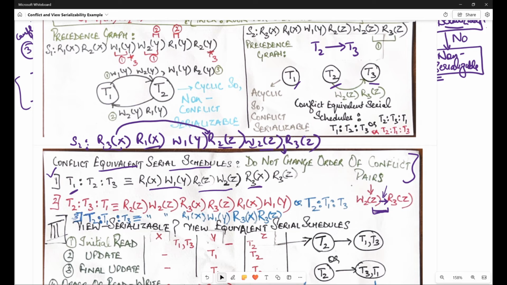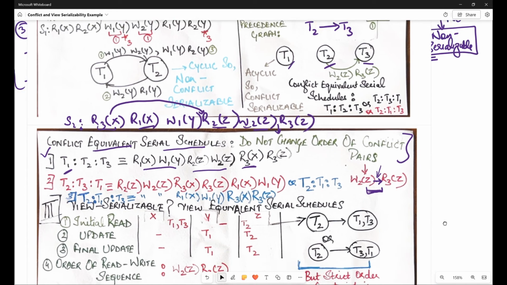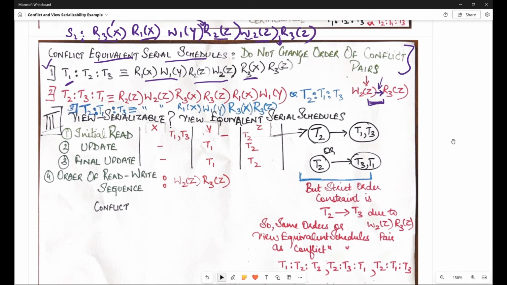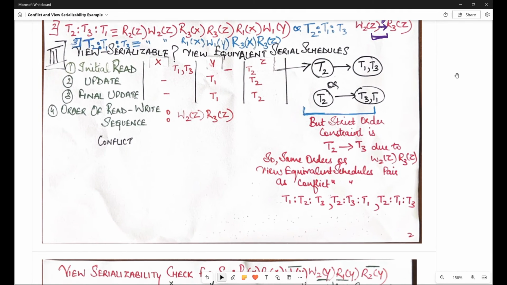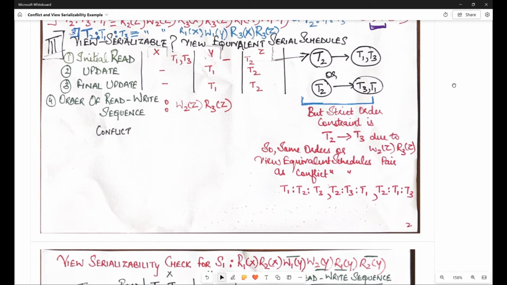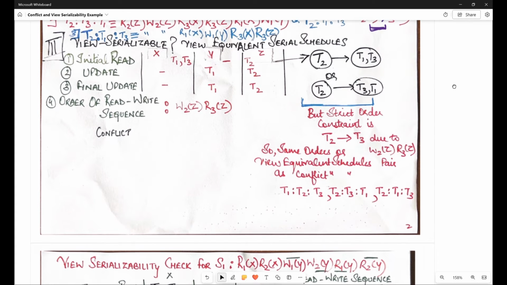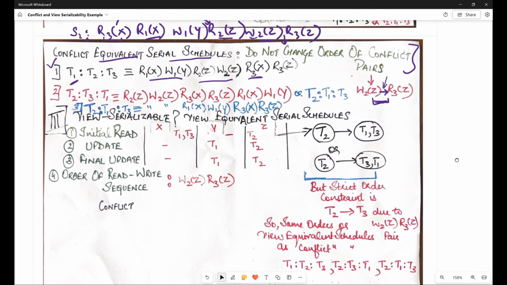For view serializability, again there are lots of solved examples and the basic video which explains all the things. You can go back and view that. But in order to solve this question, I have answered all the parts. I'll explain it to you. Let me move it a little bit here. I need the schedule, so I'll keep it here. For view serializability, we check three basic things.